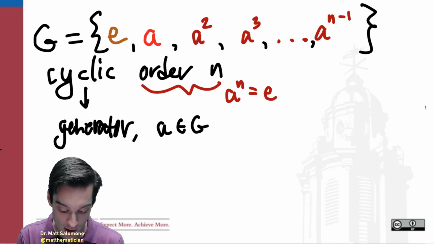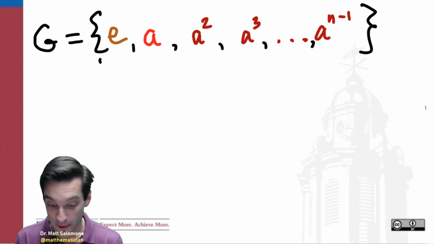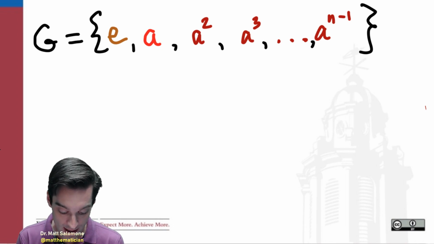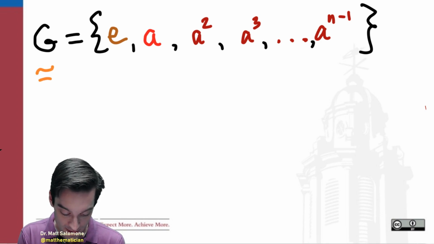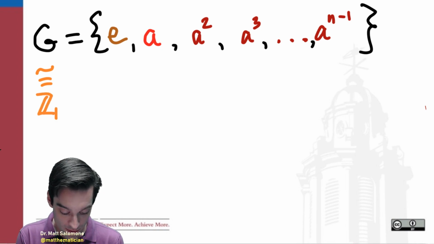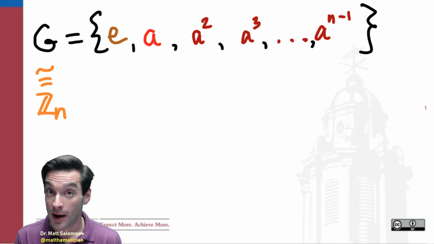We call A a generator because its powers are going to account for all of the elements, all the n elements of the group G. So then the question that's being asked here is, why is it the case that this group G is isomorphic to the additive group of integers mod n?